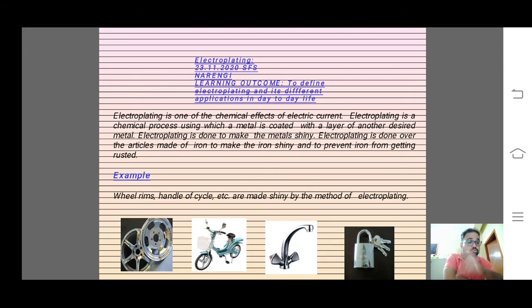You can see the bathroom knobs, they are also electroplated with some kind of shiny surface, so that it is not exposed to air, and so rusting is less. So with the help of these things, we do electroplating.